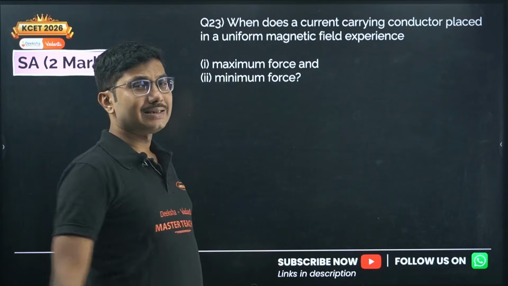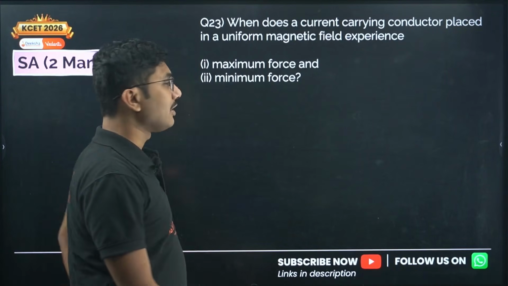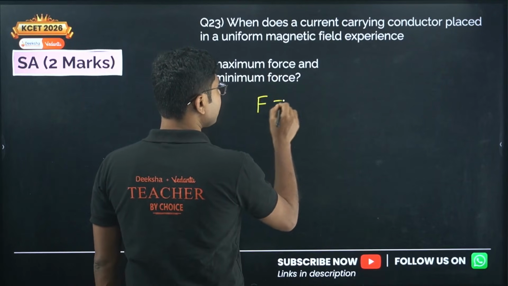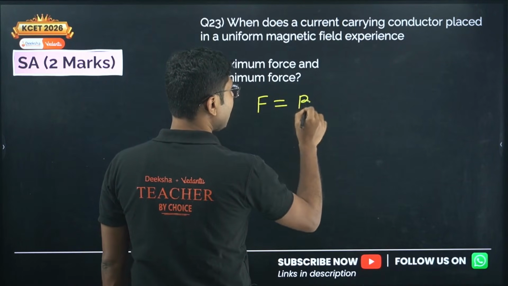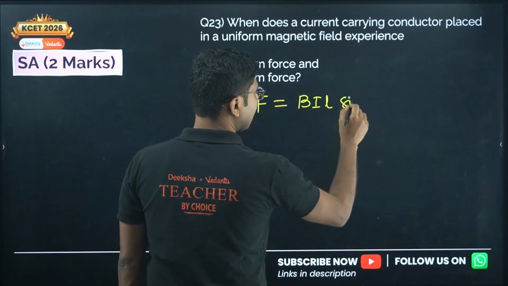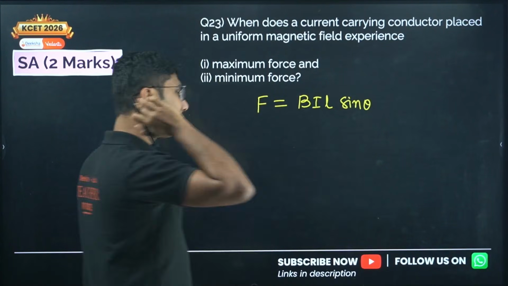Now next, when does a current carrying conductor placed in a uniform magnetic field experience maximum force, minimum force? So what is the expression for force acting on a straight current carrying conductor? The expression for force on a straight current carrying conductor is given by BIL sin theta. BIL. Okay, remember BIL.